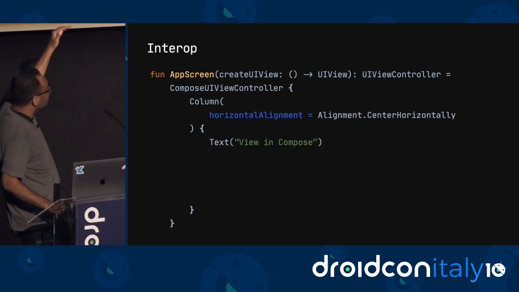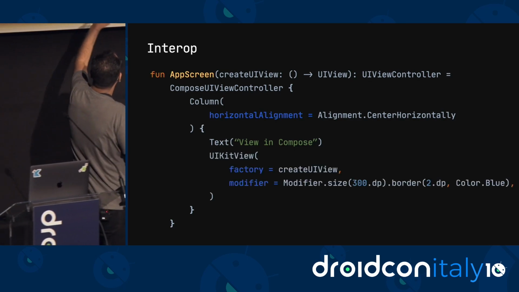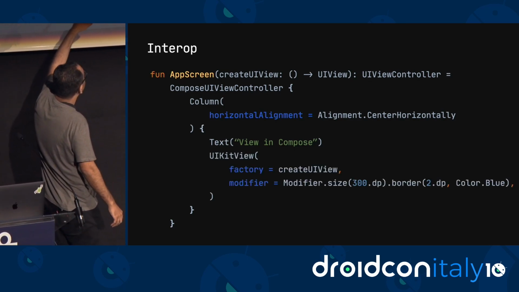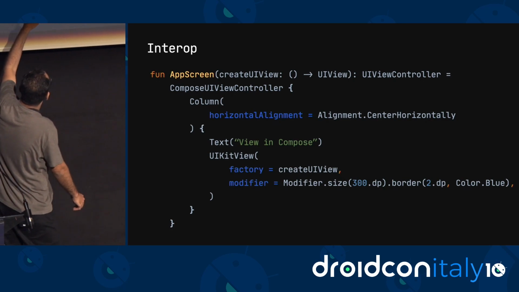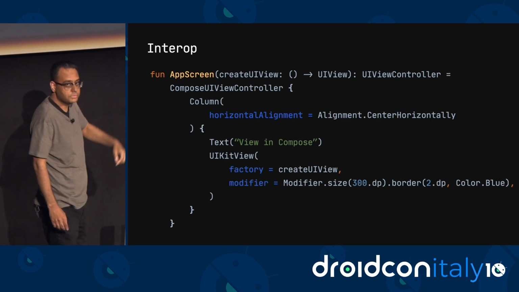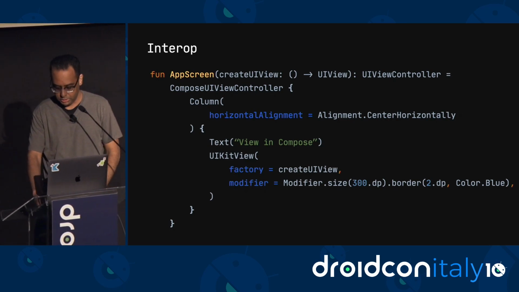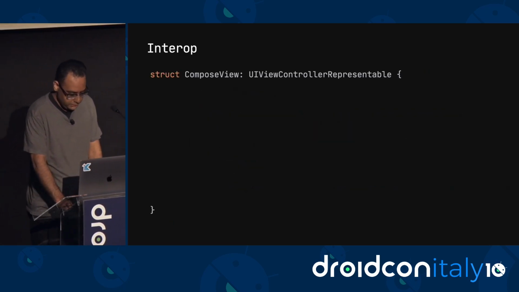And underneath this text, I want to show a SwiftUI view. So there's a factory utility that they provide, UIKit view, which takes in basically my Lambda block, which returns a UI view. That's where my logic for my SwiftUI view is going to be. And how does that look? Well, this is how it looks.